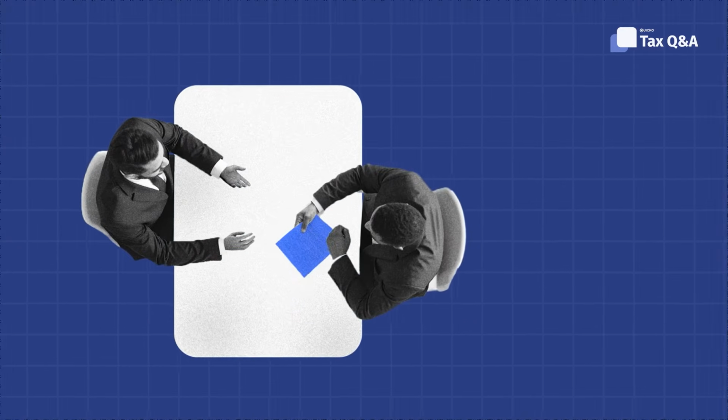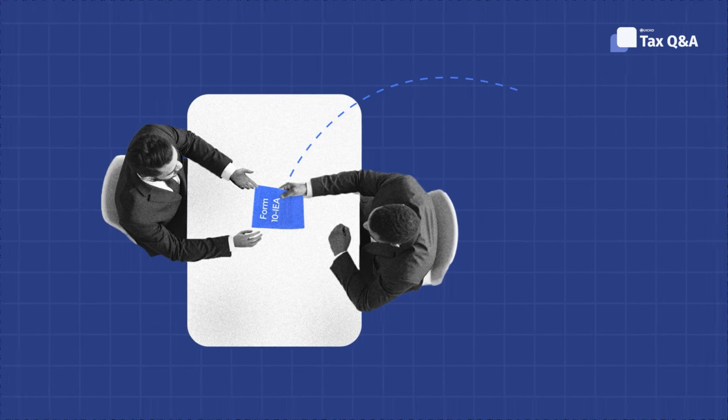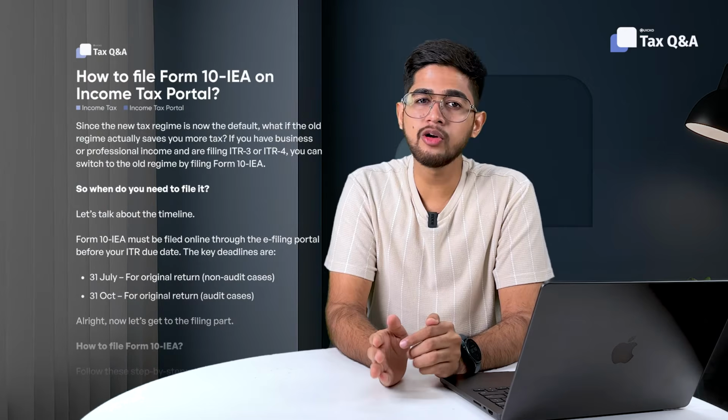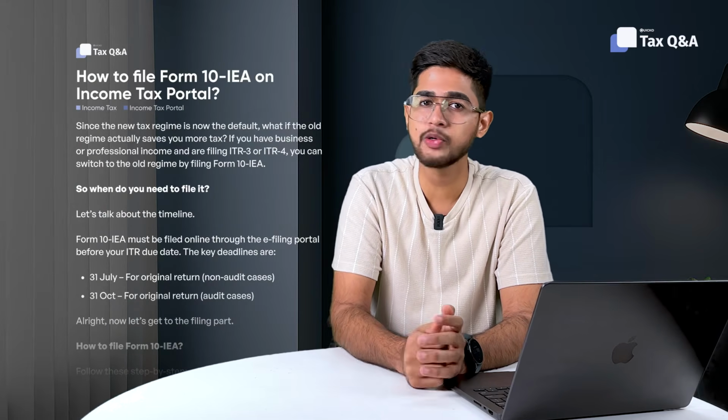The tax department wants you to file Form 10 IEA, which is like your declaration to the ITD saying, I want to change my tax regime this year, either from new to old or vice versa. Now, who needs to file it? If you have income from business or profession and you want to change your regime this year, you must file Form 10 IEA. You will have to go to the IT portal to file Form 10 IEA, and we have listed the detailed steps in this tax Q&A thread.